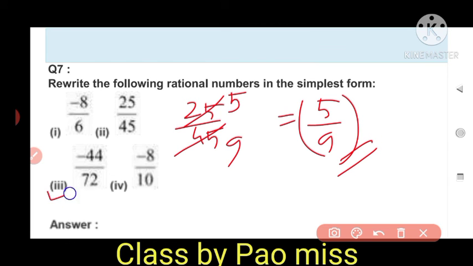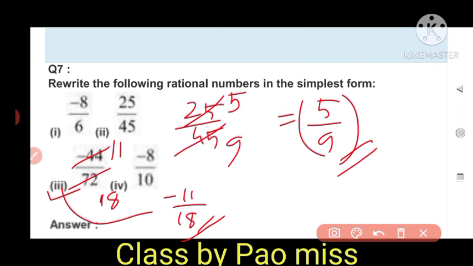Okay, now next is given what? Minus 44 by 72. Now this will be cancelled with 4. 4 11s are 44, isn't it? Now again this will cancel with 4. How much time will it go? 4 1s are 4, then 18 times, isn't it? 11 upon 18. So how much did we get? Minus 11 upon 18. Minus 11 upon 18 is the answer for question number 3.